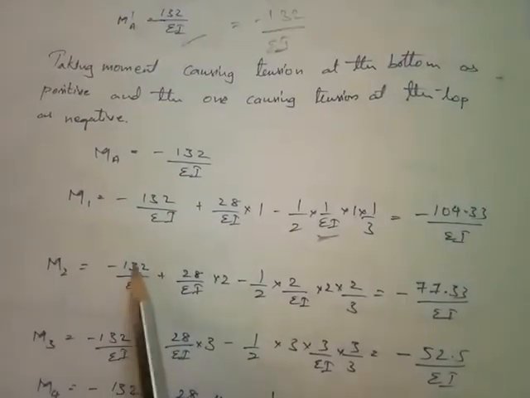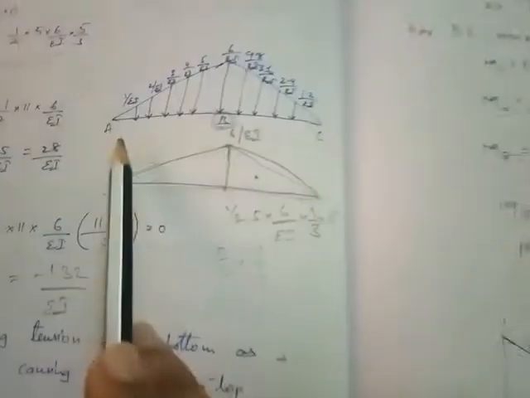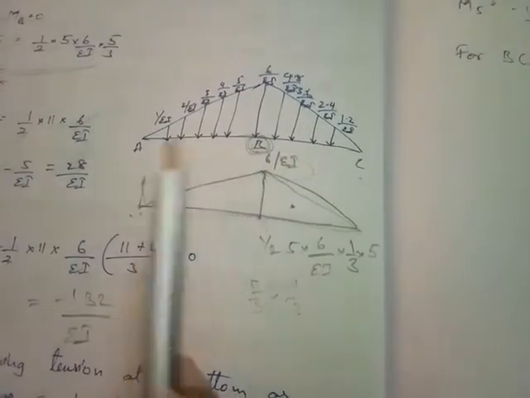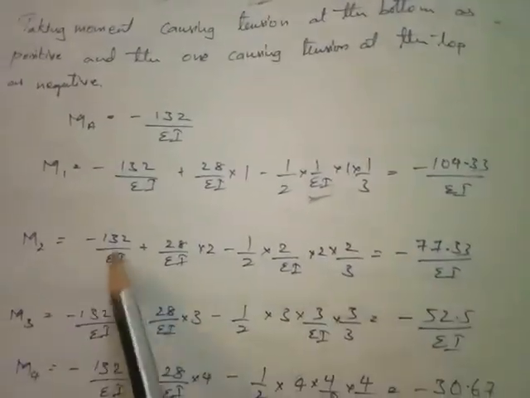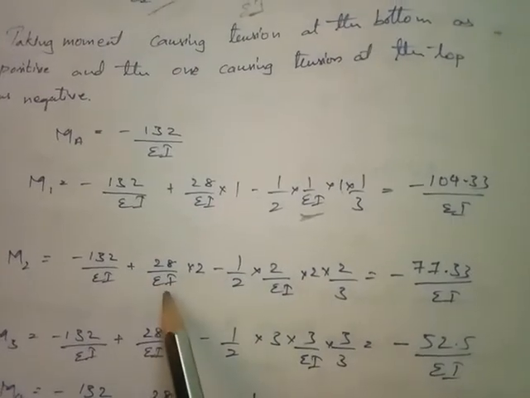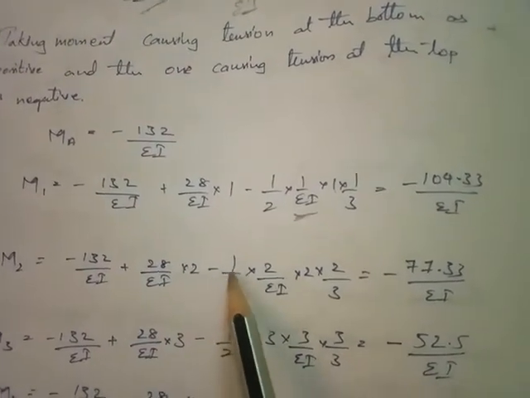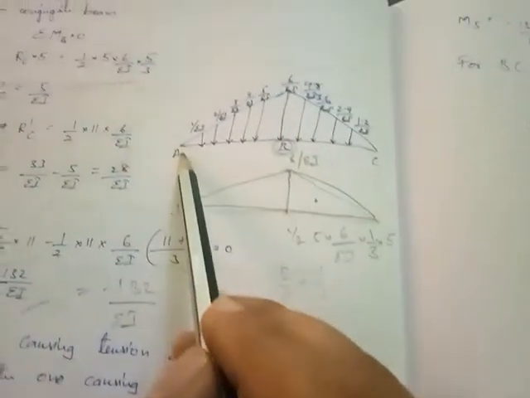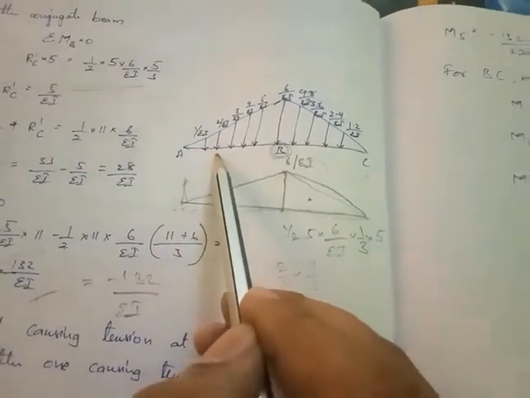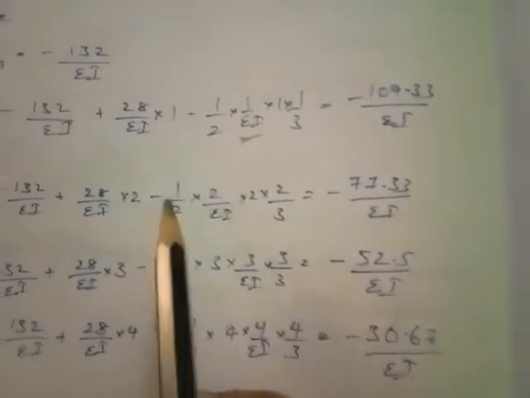Next, M2 is equal to minus 132 by A. So far, when we are dealing from A to B, MA exists. If we are dealing from B to C, we consider C values, as MC is not there, so it is considered to be 0. So when you take M2, minus 132 by A plus 28 by A into 2 minus 1 by 2, where this 2 is from RA to the distance of 2 meters, that is the second ordinate.